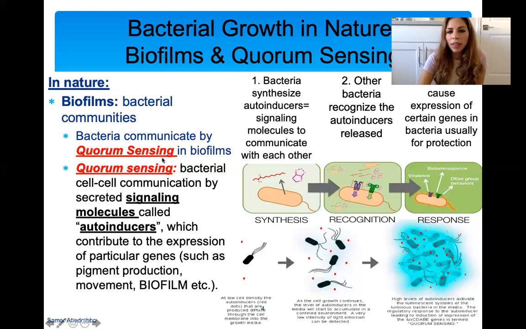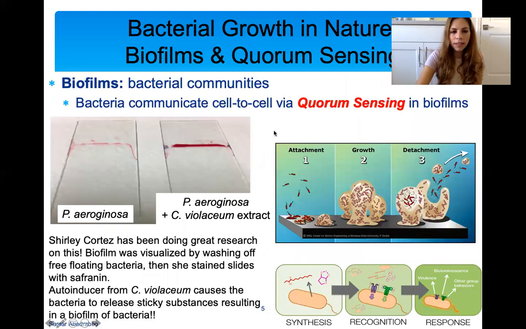So again, the way that quorum sensing works is that bacteria communicate with each other by producing these signaling molecules, which we call autoinducers. And then what autoinducers do is they induce the expression of various genes, such as biofilm production or pigment production. In one type of organism, we see that when autoinducers are produced, they signal the bacteria to form bioluminescence.